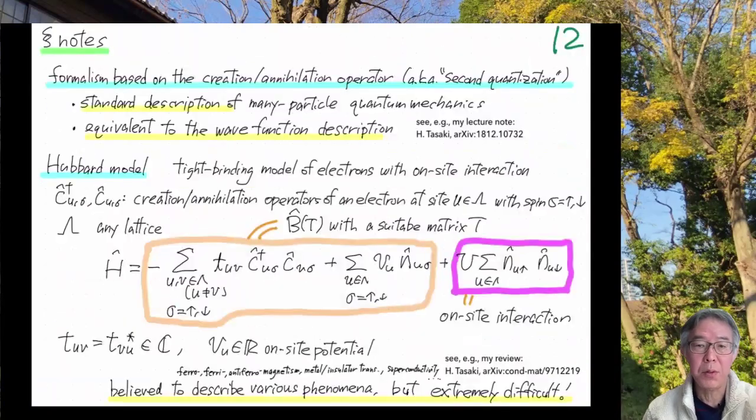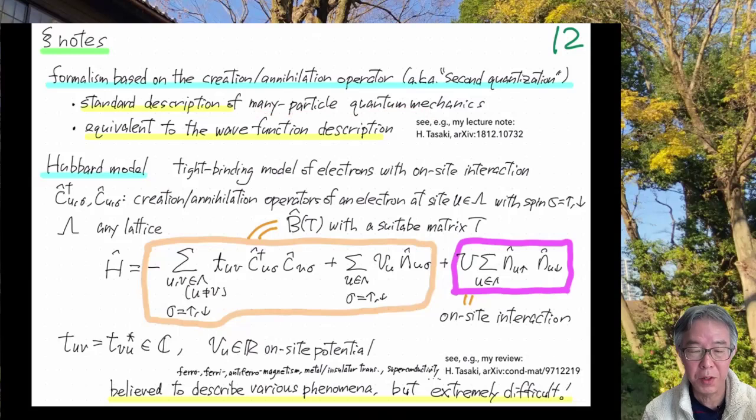Okay, so that's basically all. So here are some remarks and notes. Here we discuss formalism based on the creation annihilation operator, which is sometimes called the second quantization. And I stress that this is a standard description of many particle quantum mechanics used in many different fields.